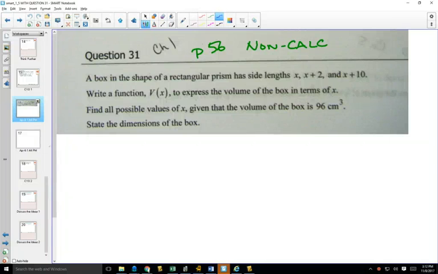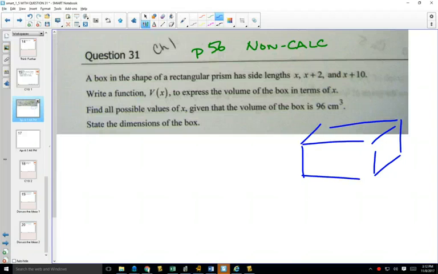So on this old exam question, they give you a box of a rectangular prism with side lengths x, x plus 2, and x plus 10. So, again, it's a word problem. You might want to draw out a picture, label some sides. So I'm going to have this x, x plus 2, and x plus 10. Write a function V for the volume to express the volume in terms of x.